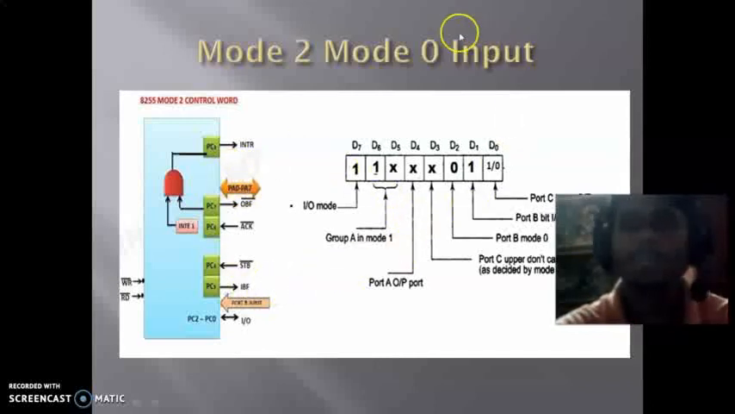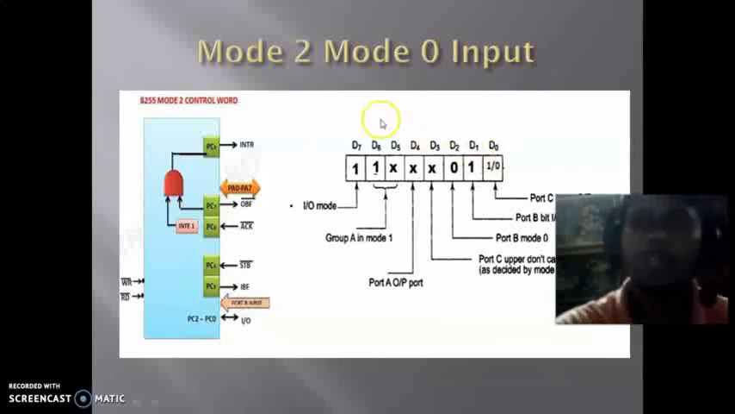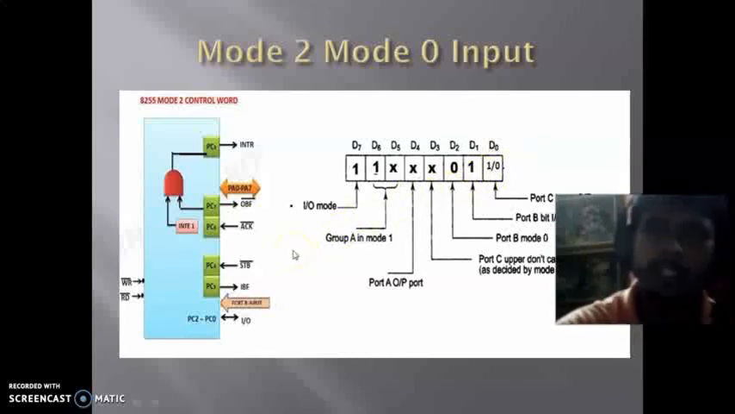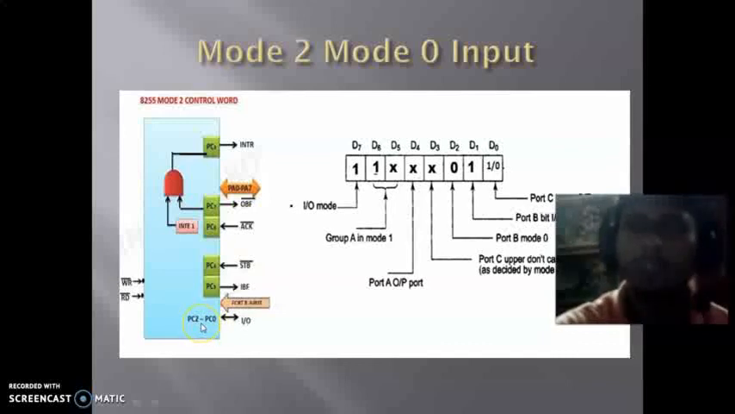And if it is mode 2 mode 1, then port B is also used in handshaking mode. For this mode 2 mode 0 input, let us look at the control word. D0 is for port C lower. Port C lower bits 0 to 2 are not used here, so they can be written as 1 or 0, and can be used as input as well as output. Now D1 is for port B, which can be used as input, so that would be equal to 1.